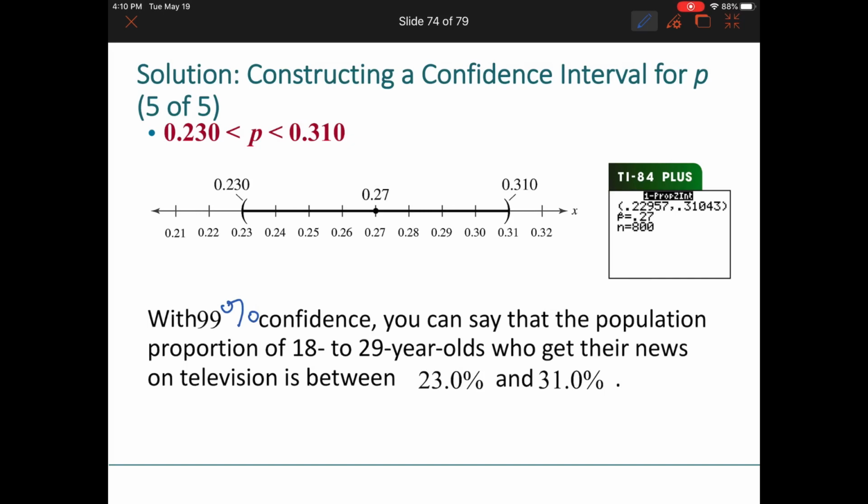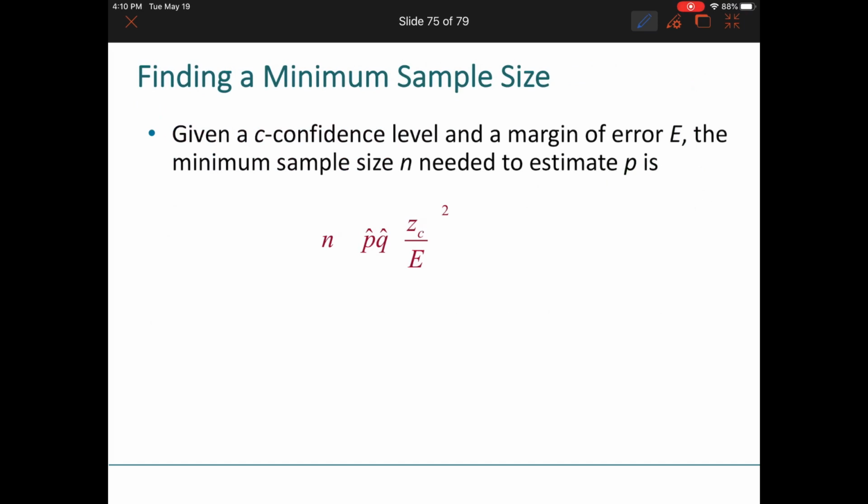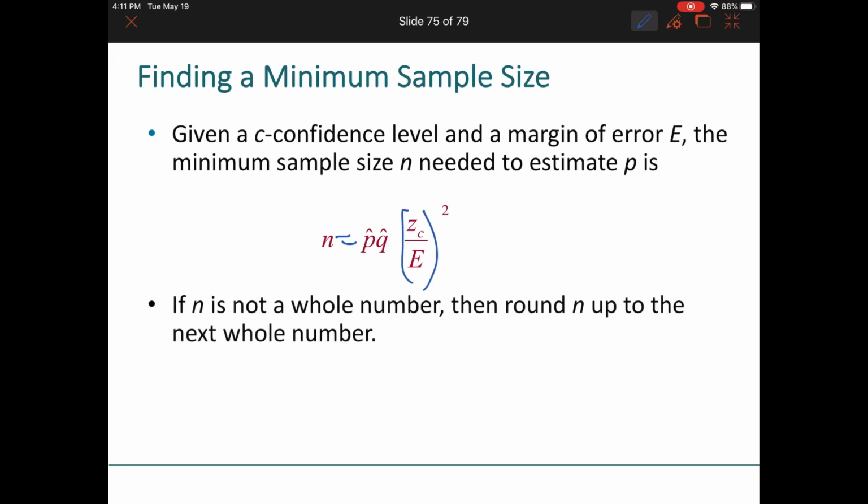the TI-84. So with 99% confidence, we can say the population proportion of those people who get their news on TV is between 23 and 31%. And just as we did before, we can solve for n by using the p hat, q hat, and z over E squared. This book is deciding to more correctly take z over E and square it. That's what I would do.